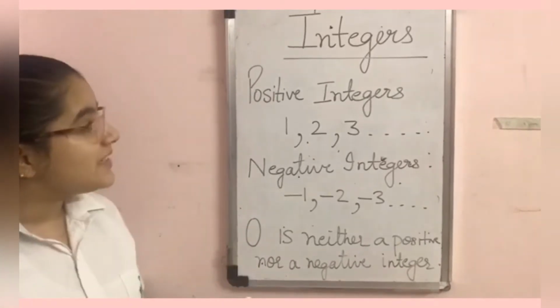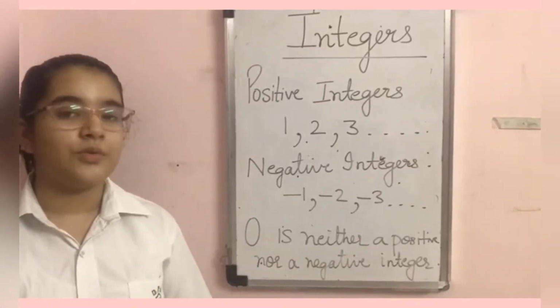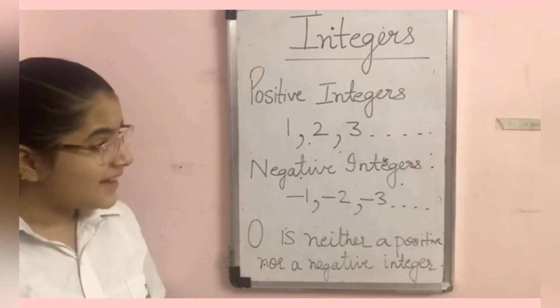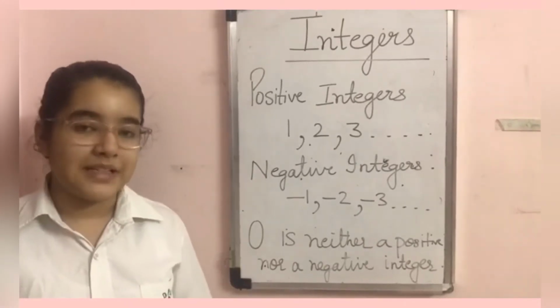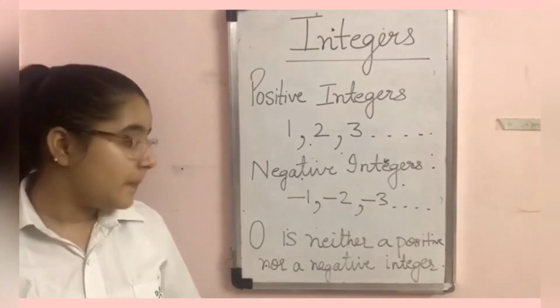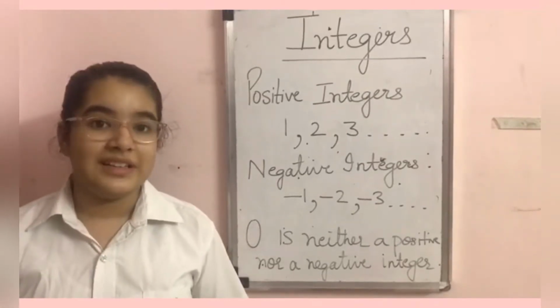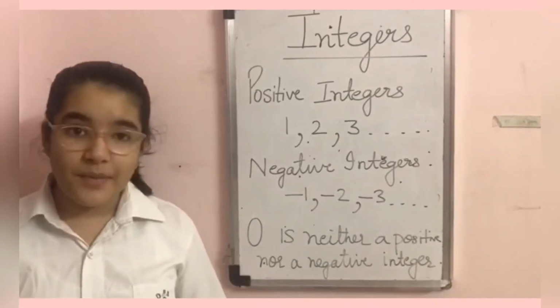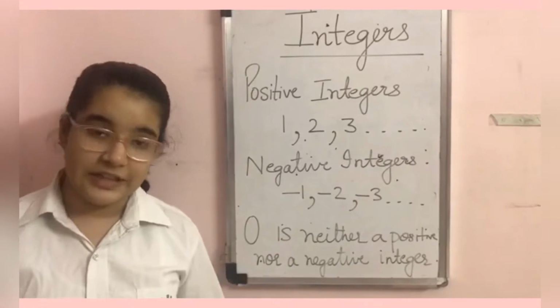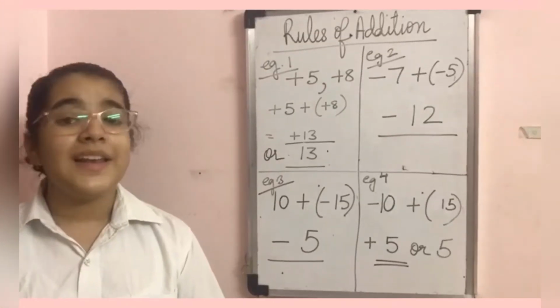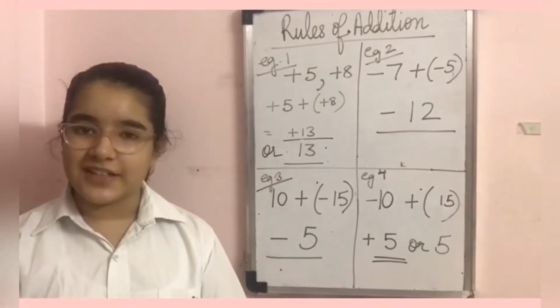There are positive integers like 1, 2, 3 and so on. There are negative integers like -1, -2, -3 and more. And most importantly, 0 is neither a positive integer nor a negative integer. So now, let's understand the rules of addition of integers.